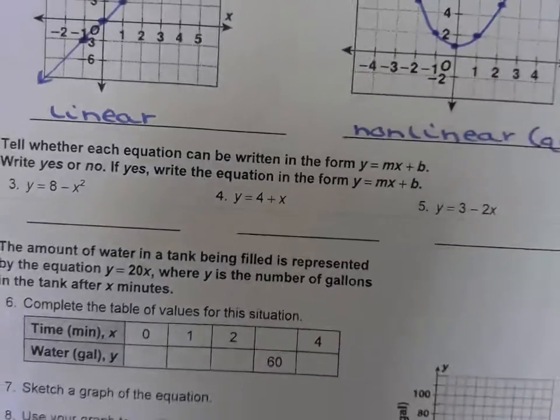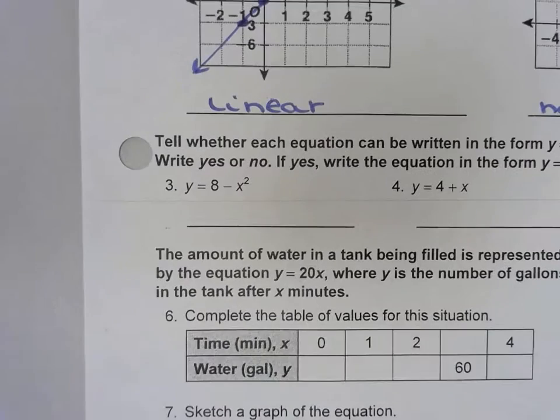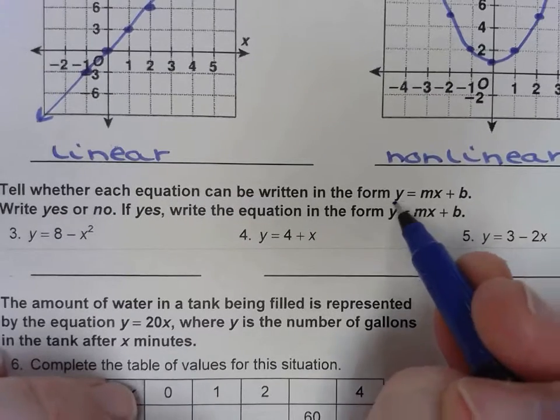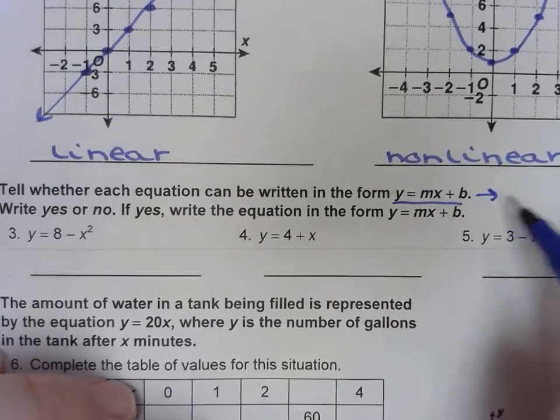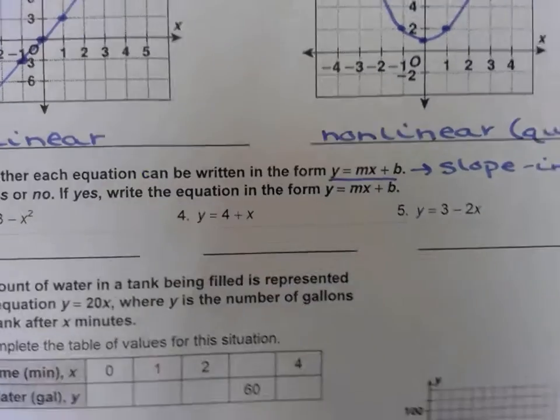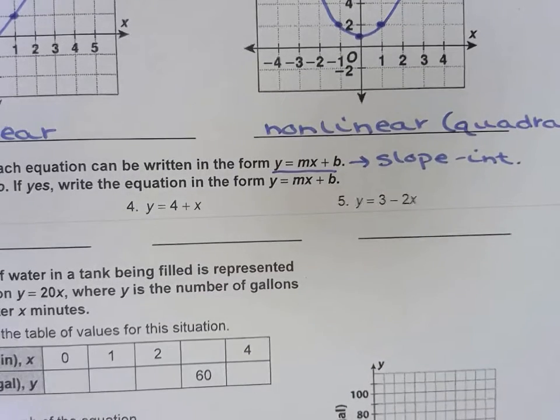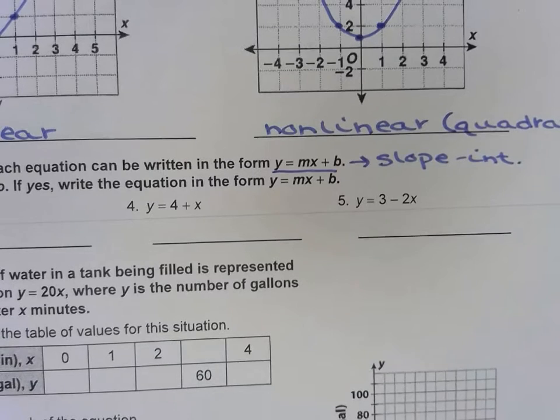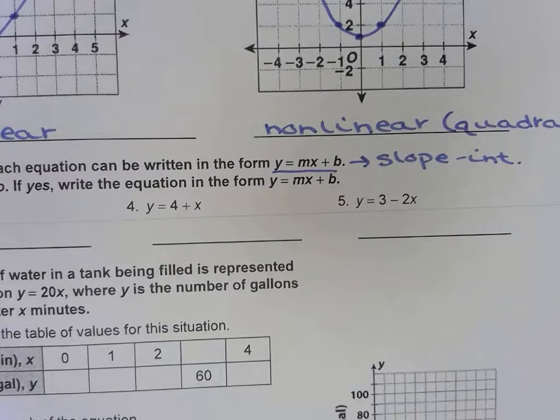Okay, let's look at the next couple, 3, 4, and 5. Tell whether each equation can be written in the form y equals mx plus b. What's that form called? Slope-intercept. Just FYI, we talked about it in Unit 2, or whatever unit we were in. I forget, the numberings are off. So, tell me, can I write it in slope-intercept form? If I can, write the equation in y equals mx plus b form.